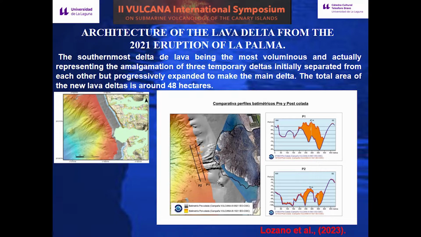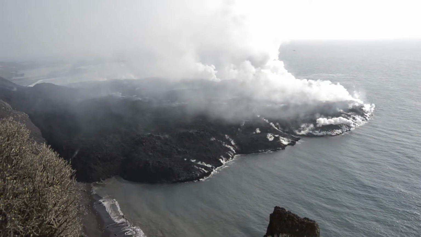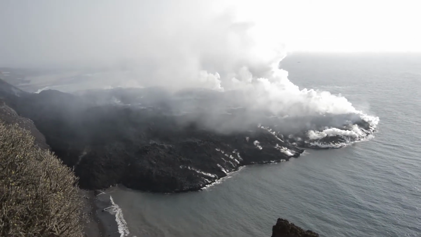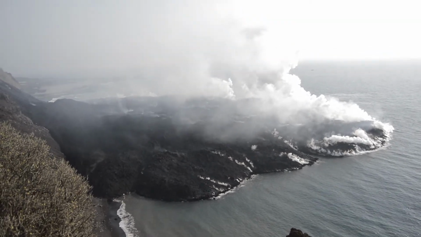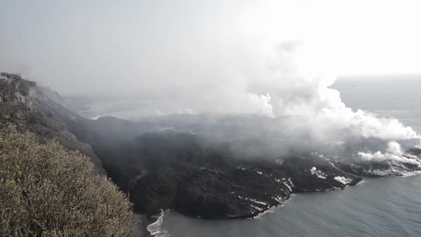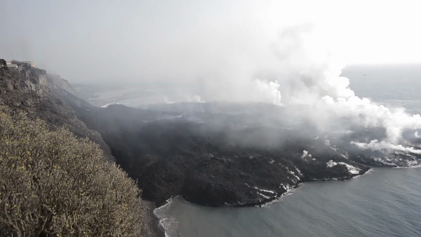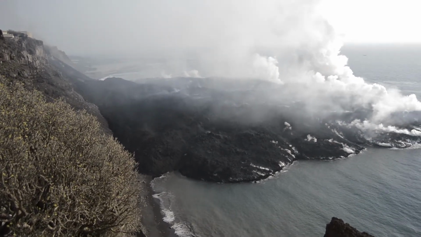The total area of the new lava delta is around 48 hectares. You can see, please, the video. You can see the first lava delta. The next, please.